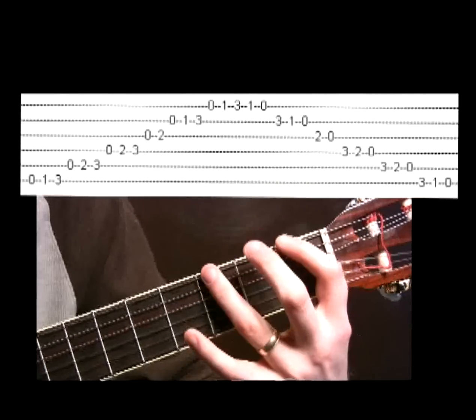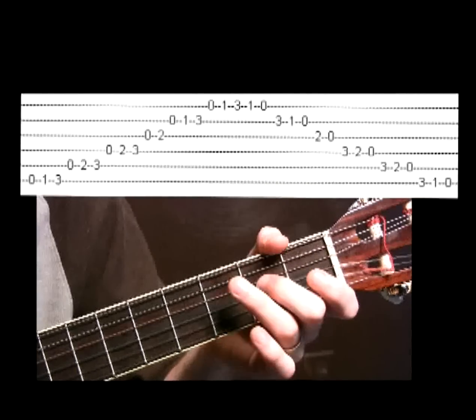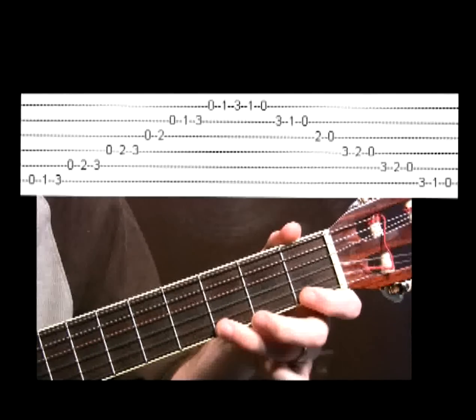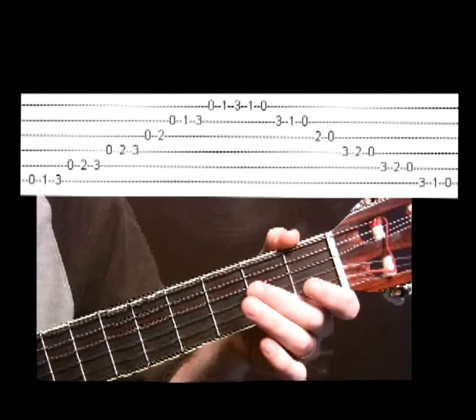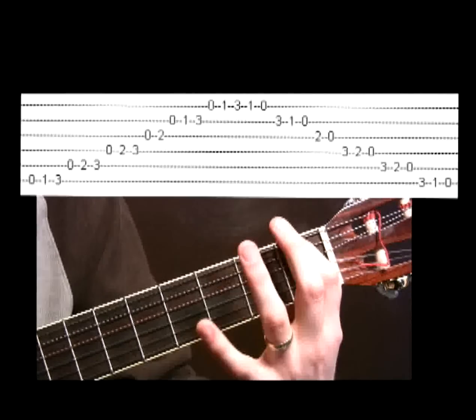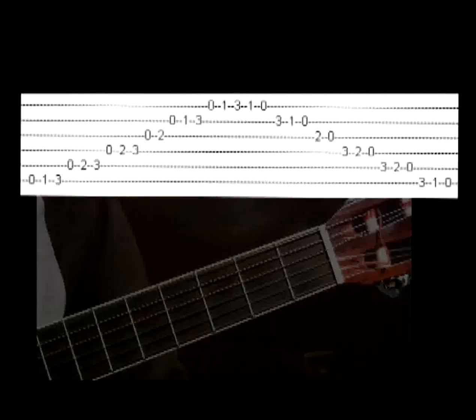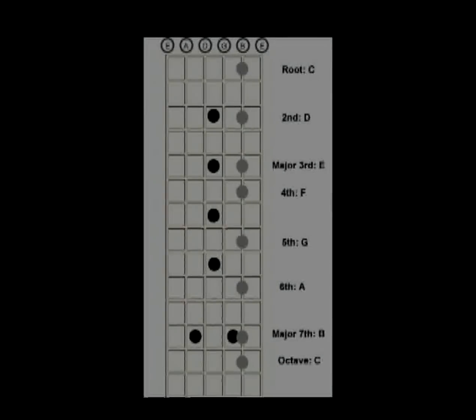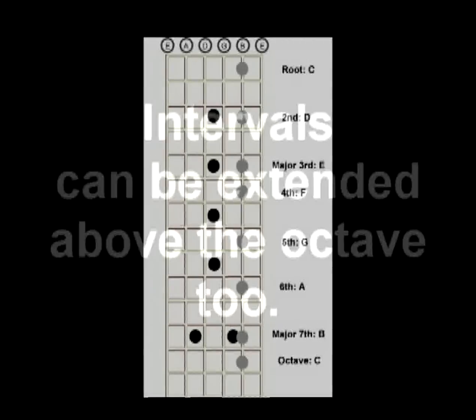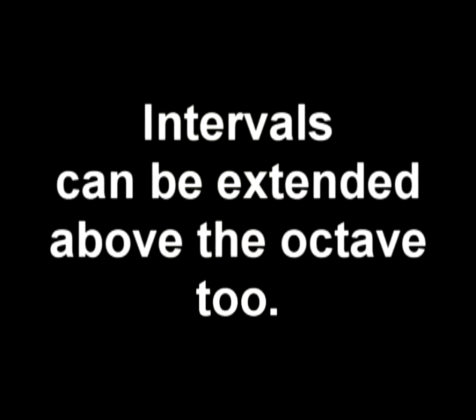Let's check out the C major scale again, being played in sequence from the lowest note to the highest note and back down again. The note at the top, the 8th note, is the octave of the first note. Here is how the notes line up on the fretboard by using the C note on the first fret of the B string as our starting point. Intervals can be extended above the octave too.